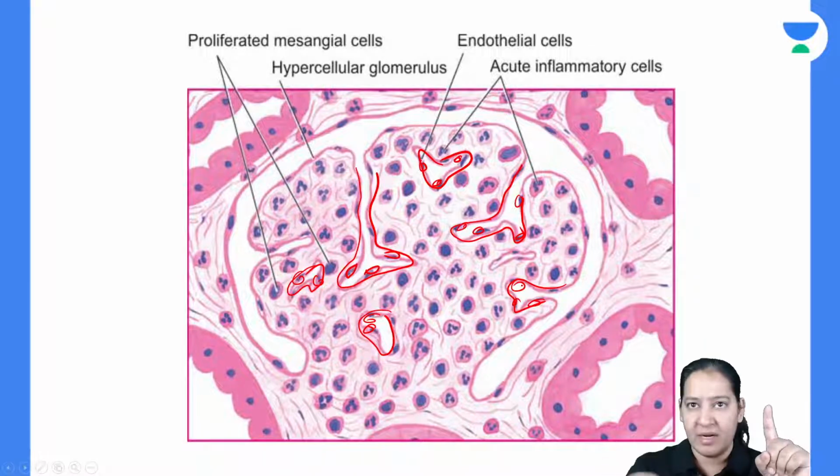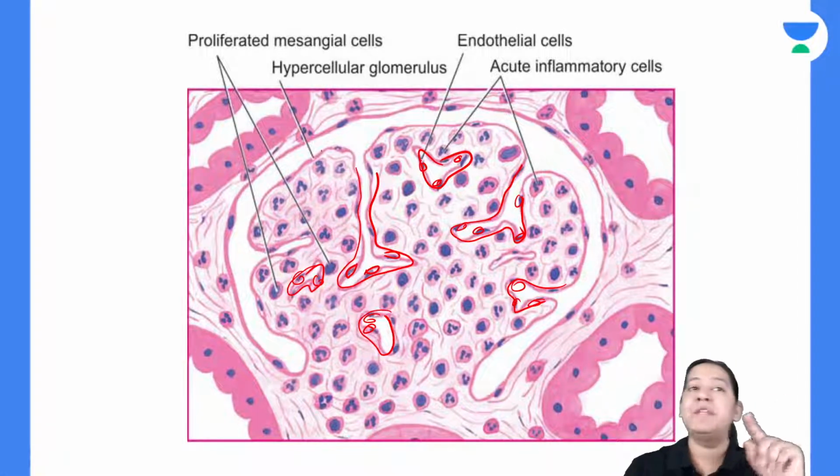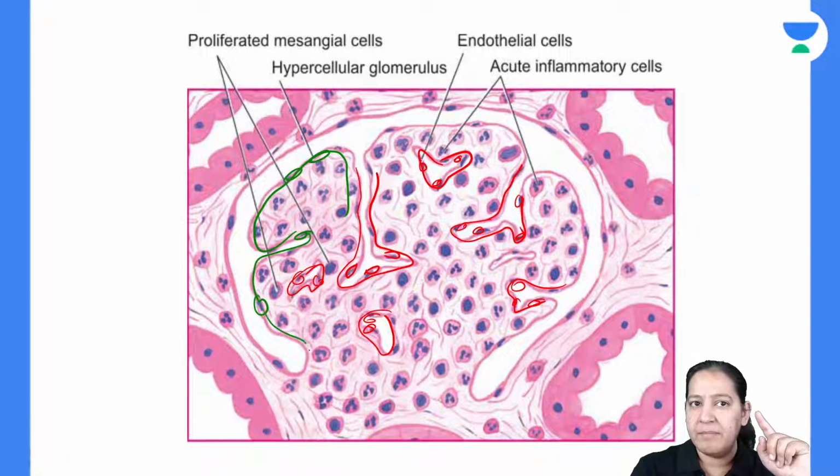And the red color line is the basement membrane. So basement membrane, on one side there is endothelium, on other side it is epithelium. Where is the epithelium? Epithelium is visceral podocyte. So this is the epithelium. I'm drawing the green line. Can you see the flattened cells inside it? I'm not drawing everywhere, but yeah, there are flattened cells around it.